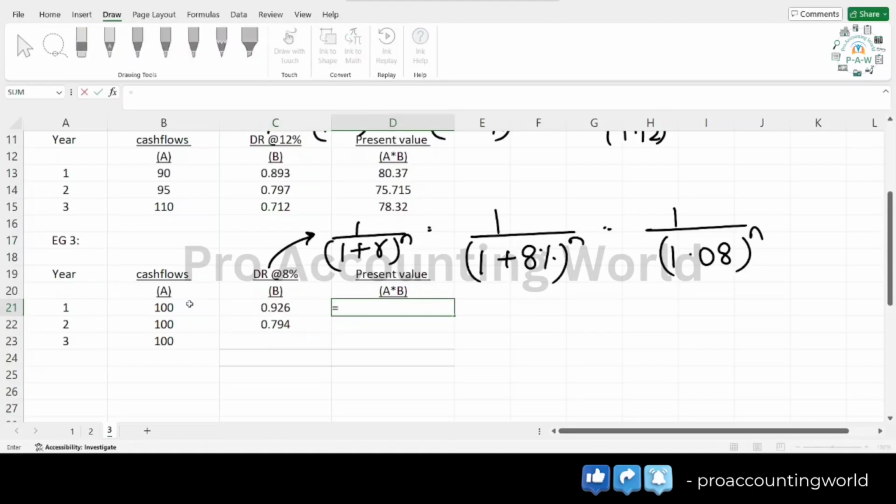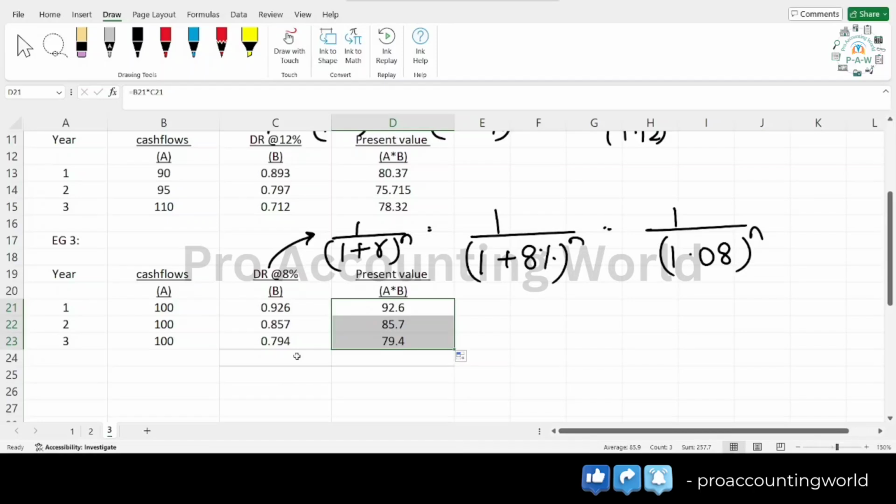Now, 1 second. I'll just quickly write it again. 1 divided by 1.08 is 0.926, 0.857, and the third year is 0.794. Cash flows multiply with the discount rate. You get your present value.